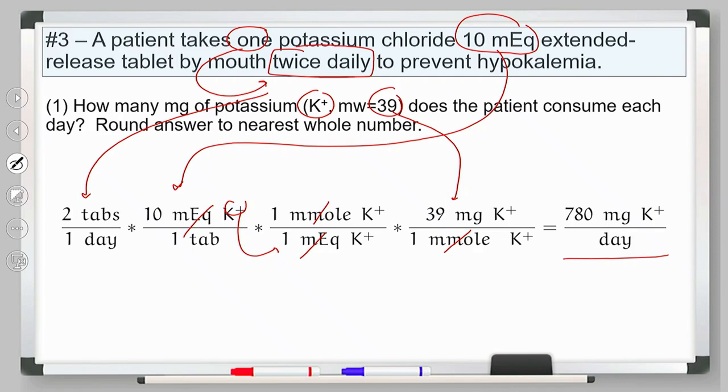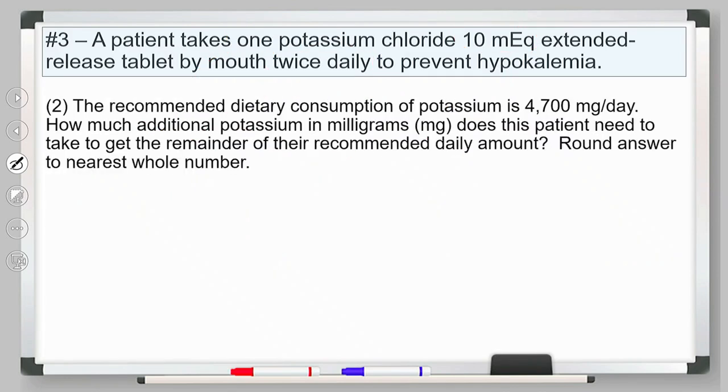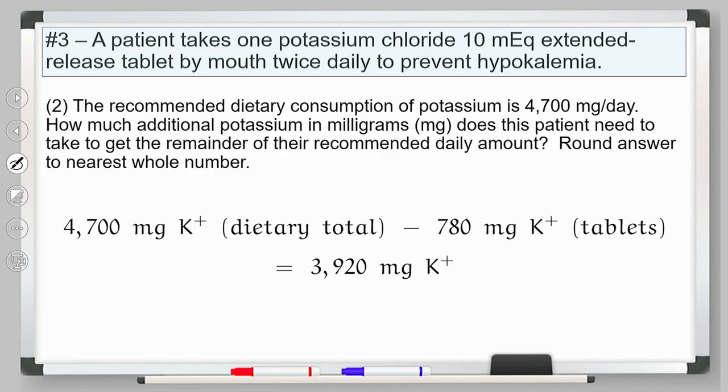Are you able to do that? Okay, I know I was rushing some of you, but that's a straightforward milliequivalents to millimoles to milligrams conversion. That's the idea. Now, a normal recommended daily amount is 4,700 milligrams per day. So how much additional potassium do they need from their diet? They're going to get that 780 milligrams from the pills. How much do they need from their diet? That's a pretty straightforward subtraction. So 4,700 milligrams total minus 780 from the tablets means they still need to get 3,920 milligrams of potassium. All right.